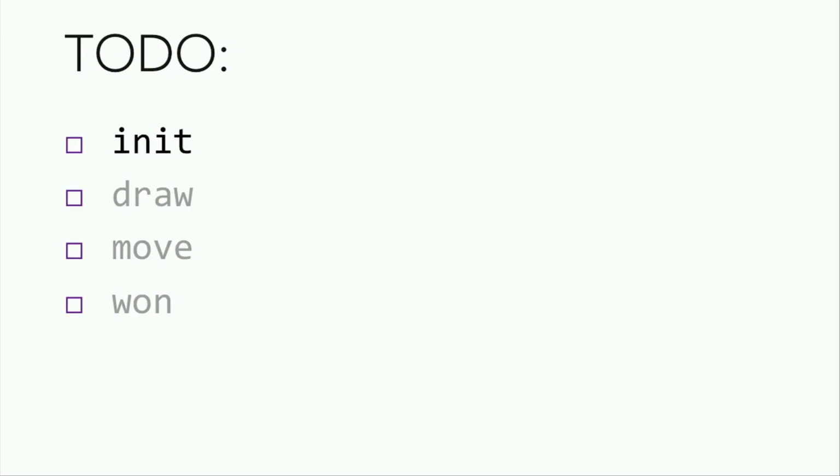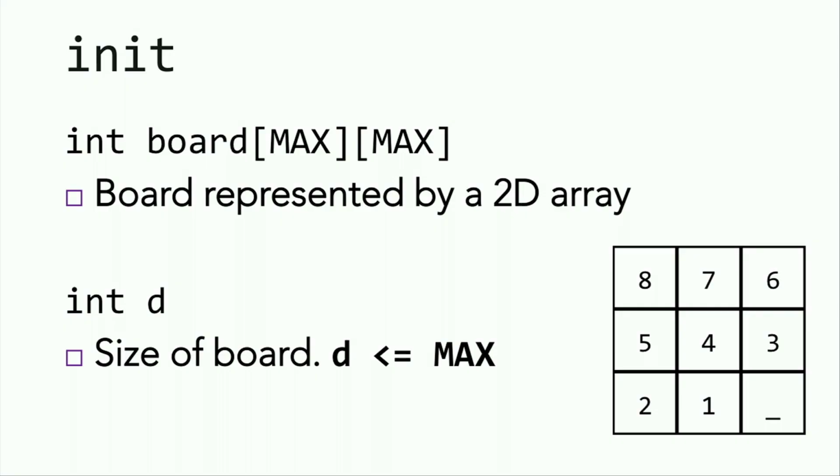First, let's tackle init. In init, for initialize, we represent the board in a 2D integer array. And this is a global variable called board with dimensions max and max, the maximum dimensions of the board. Now, the actual dimension of the board is given by the user, represented in the integer d, which could be less than max. But in C, you can't resize arrays, so you're stuck with that maximum dimension. Your job in init is to populate the values of the board with the correct values.